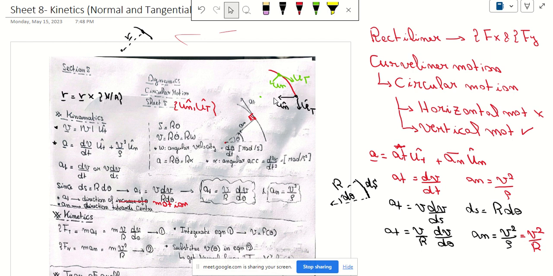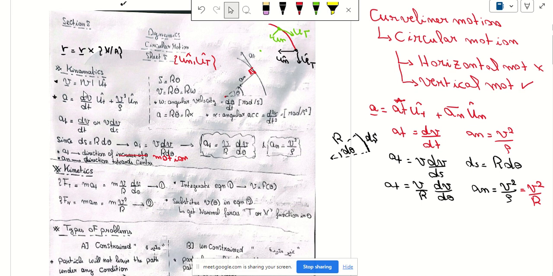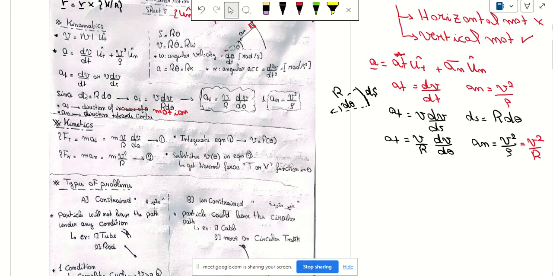Okay, no problem. The second part: we are moving from the kinematics, and we had a quick review of the kinematics, and now we just need to move to the kinetics part, which is the part that we are focusing on today. Okay. Give me 1 second, please. Okay.